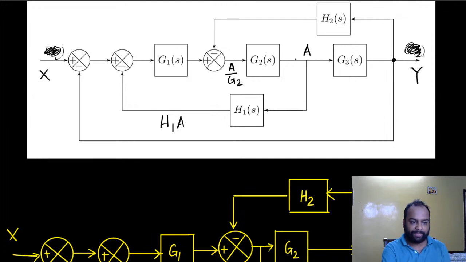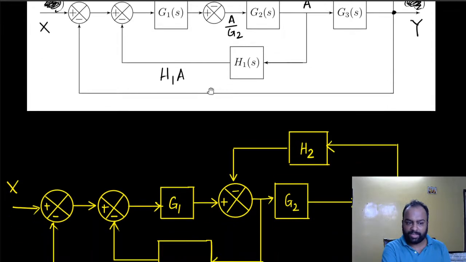So if this is A, I'm just naming it for my purpose, and this is A by G2. And of course A by G2 gets multiplied with G2. That's how I get A. And since this is A, the output of this block is H1A. So pretty simple. Output of this block is H1A.